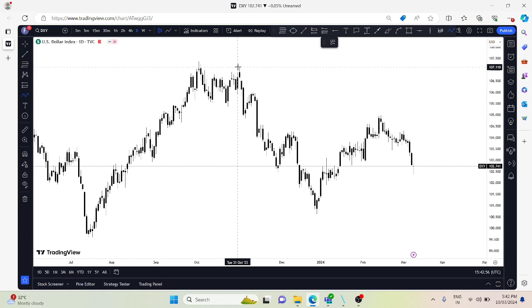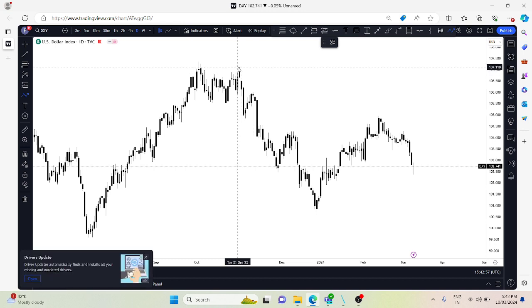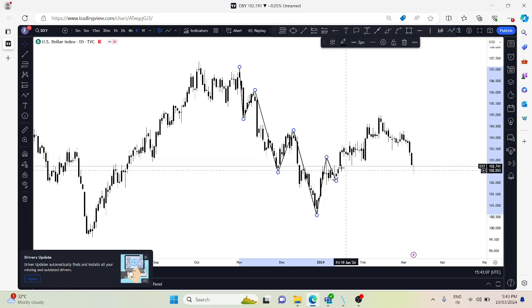We are on the daily chart with what? With the DXY. So now, if you can check the market structure, we're having lower lows, lower highs, lower lows, lower highs. But now, at this particular point, we saw the market respecting a certain pattern, which is an inverse head and shoulder.